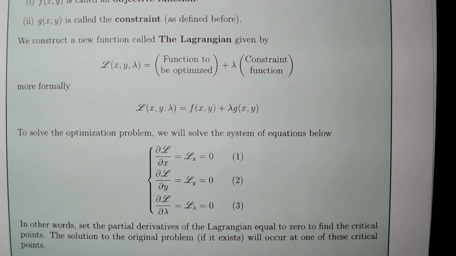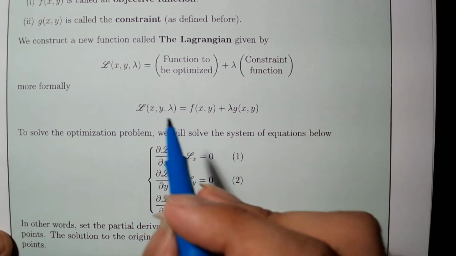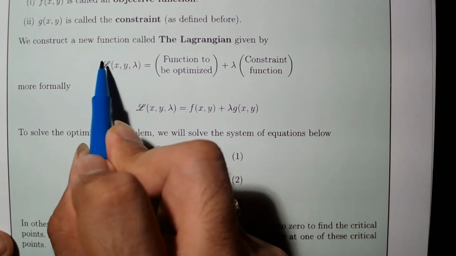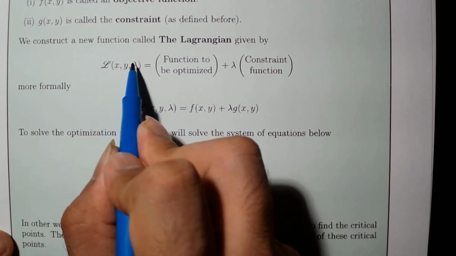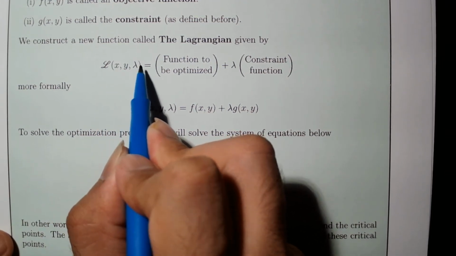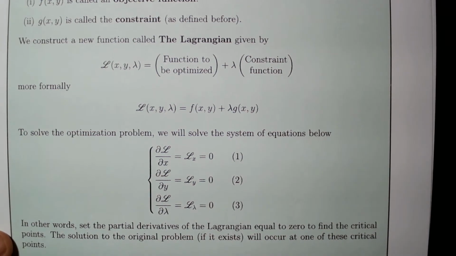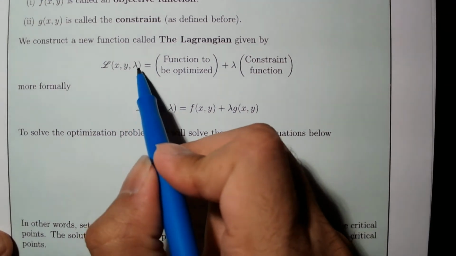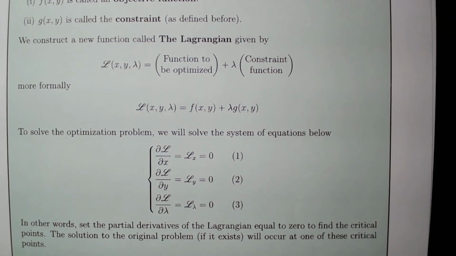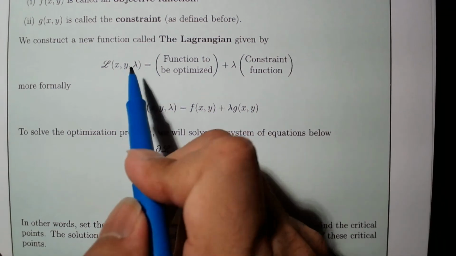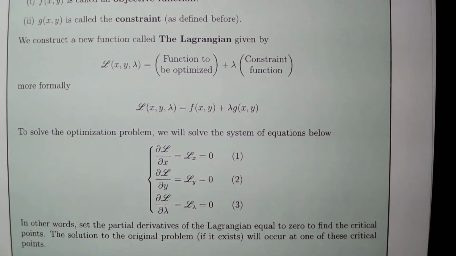So we're going to construct a new function called the Lagrangian function, in which we're going to have this fancy looking curly L of x, y, lambda. We introduce this new variable called lambda, which is the Lagrange multiplier. Ultimately, we are not going to look at this value, at least not within the scope of this course, but if you want to read about it, you can read it in the textbook.